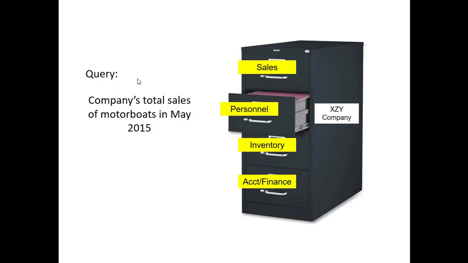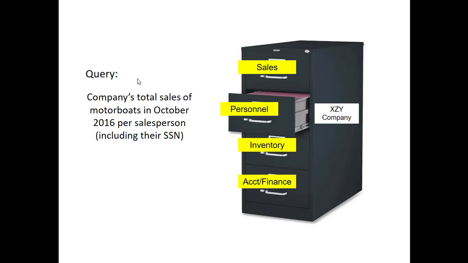Then we start to progress to more complicated questions. The next iteration is: let's look for total motorboat sales in October 2016, and on top of that I need to know which boats were sold by which salespeople and their social security numbers. As you start to answer this question, you have to pull out additional files from additional drawers and start to compile: okay, here's the social security number for John Doe, for Susie Q, and put all this information together.